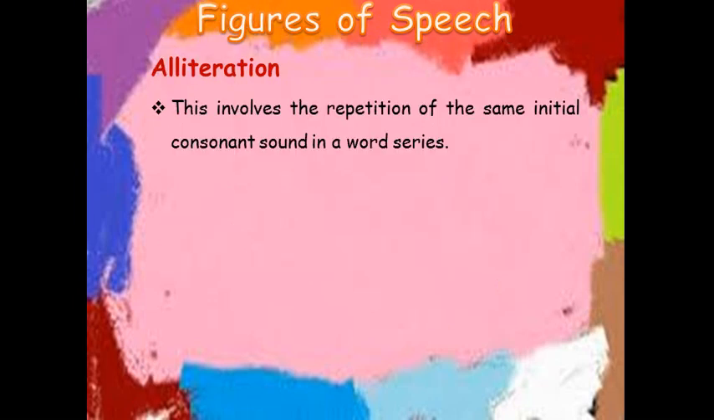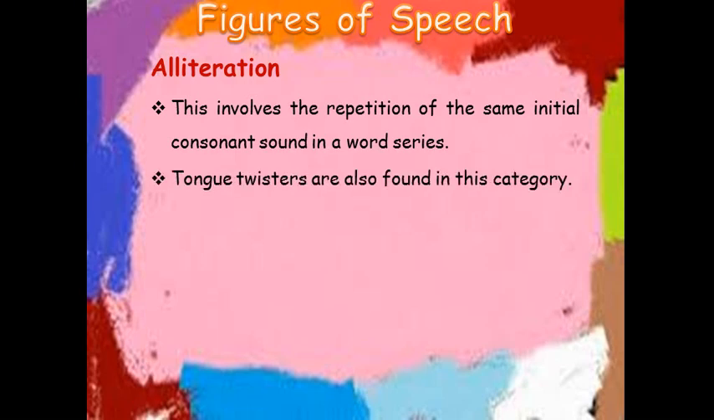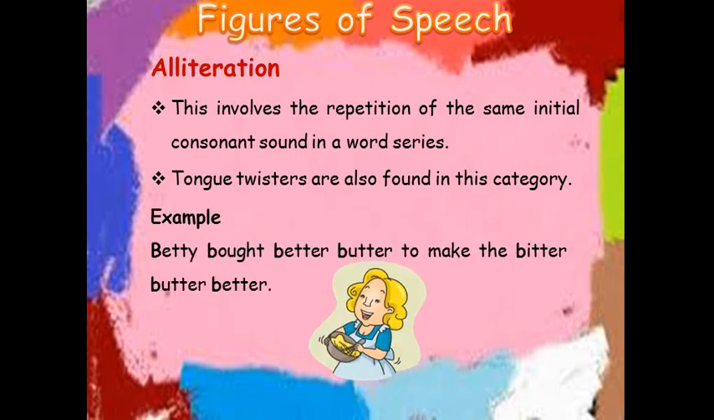Alliteration. This involves the repetition of the same initial consonant sound in a word series. Tongue twisters are found in this category. For example, Betty bought better butter to make the bitter butter better. In this example, the initial consonant B has been repeated. I'm sure you enjoy that. Can you come up with your own example of alliteration?